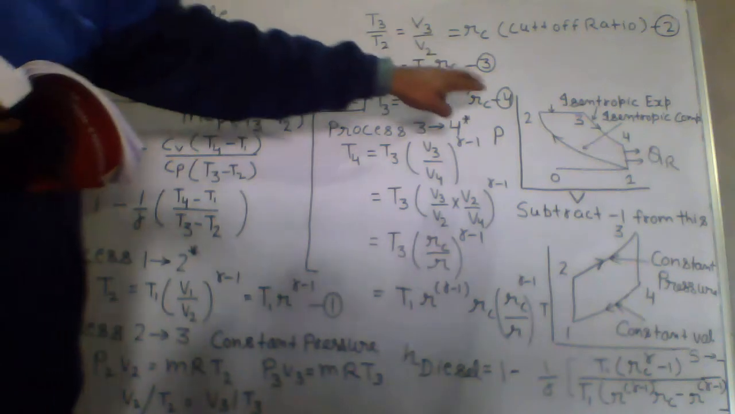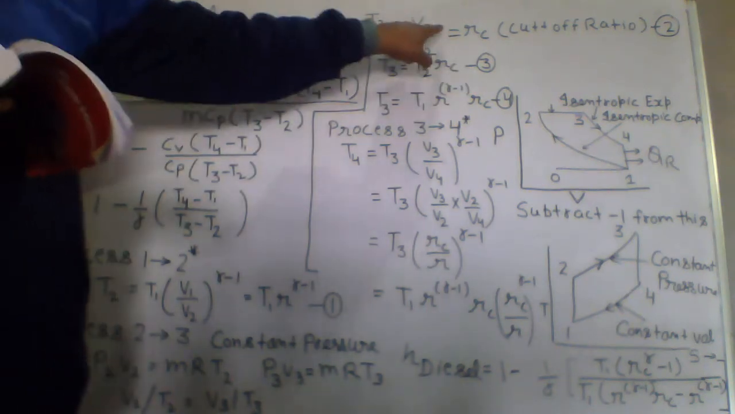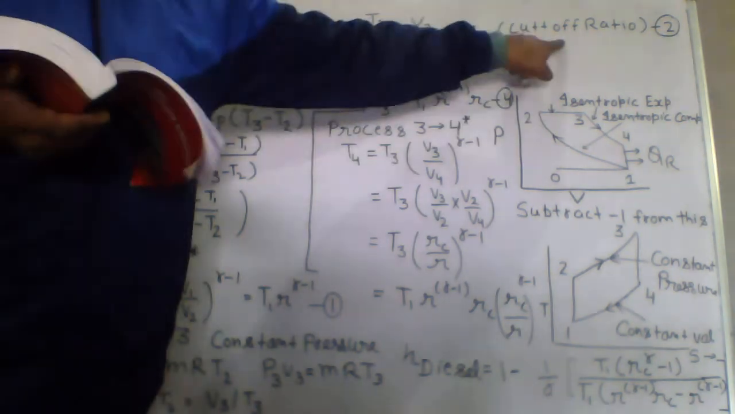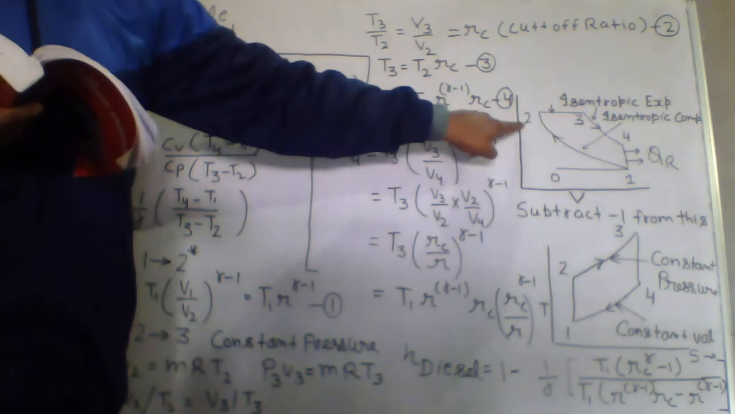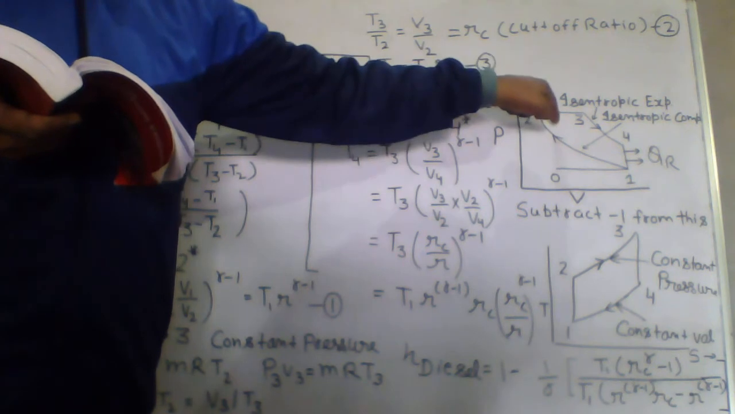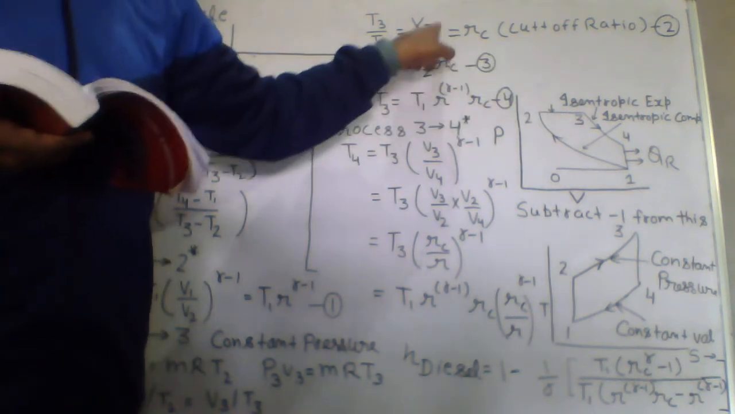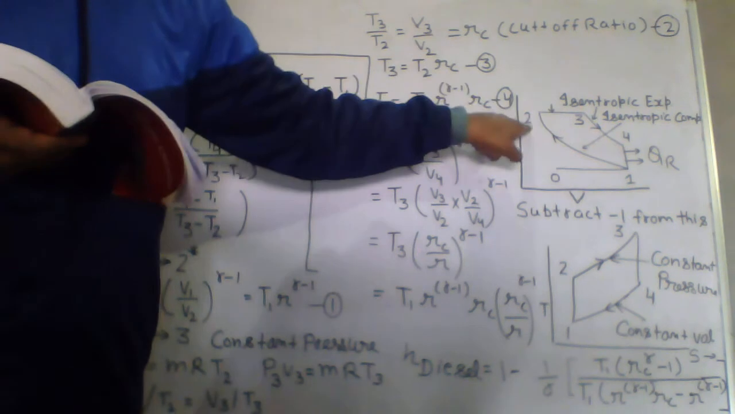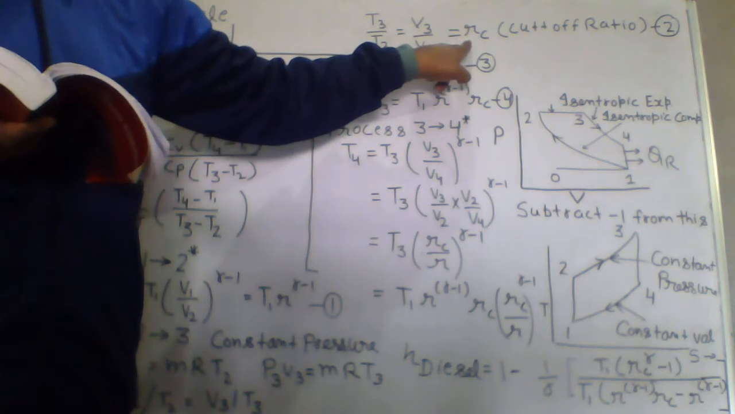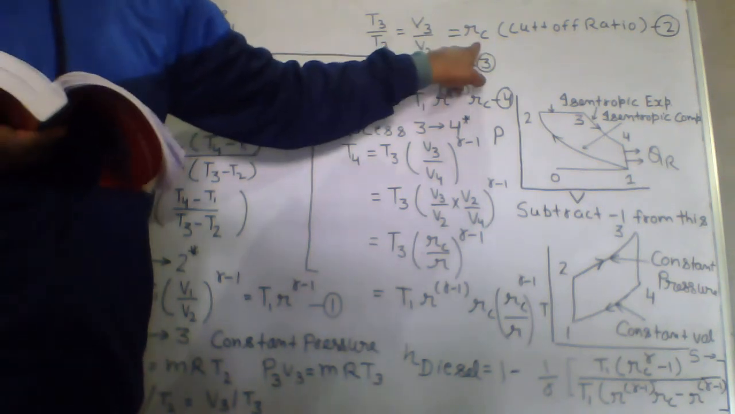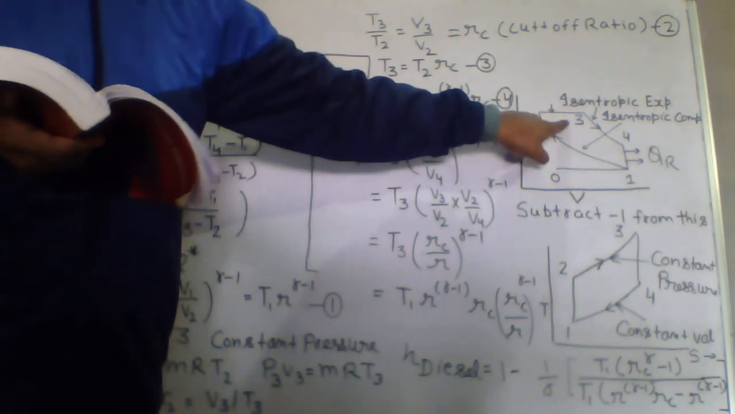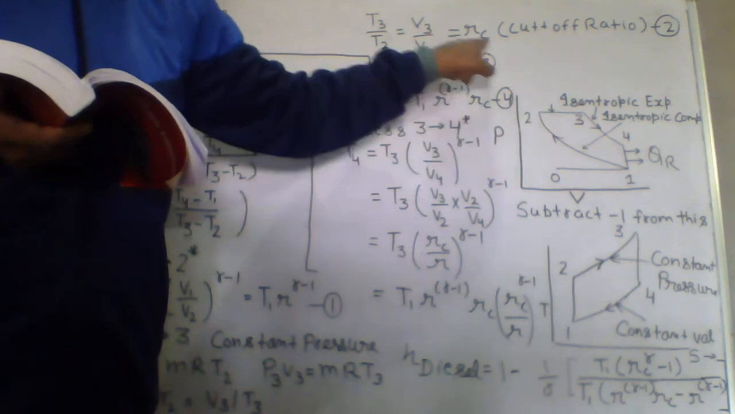If you take this from here, this ratio V3 by V2 is called rc, the cutoff ratio. Cutoff ratio means from 2 to 3 we are supplying heat. It means from 2 to 3 we are injecting fuel into the cylinder. So the ratio V3 by V2, from this point to this point, is called the cutoff ratio. Very important factor, rc. This rc will define how long we injected from point 2 to point 3. So V3 by V2 is called the cutoff ratio.